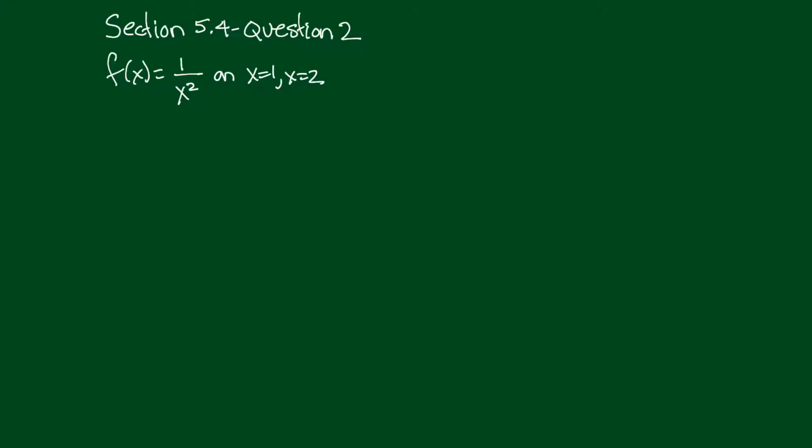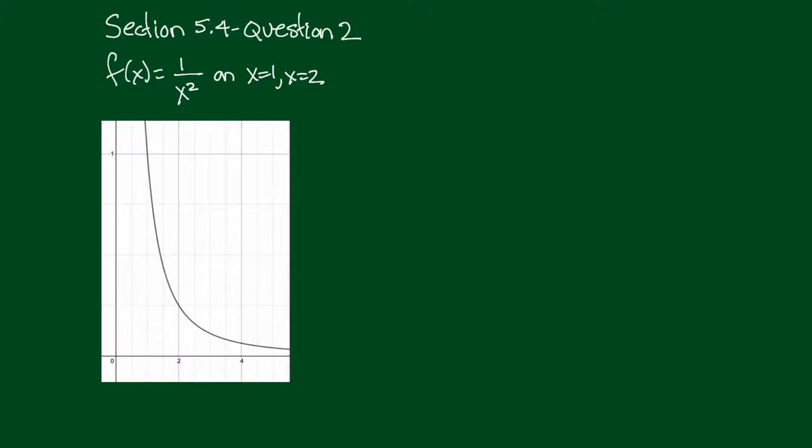Here in problem 2, we want to find the area bounded by this function right here, 1 over x squared, above the x-axis and between x equals 1 and x equals 2. Now, we're not asked to do this here, but I'm going to put a graph in here just so we get a good feel of what it is that we're looking at.